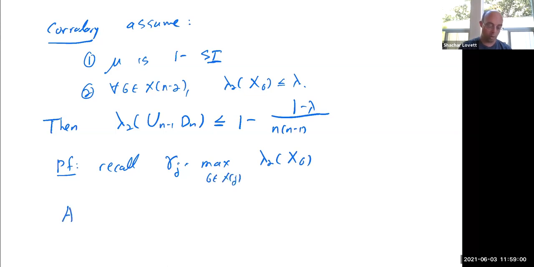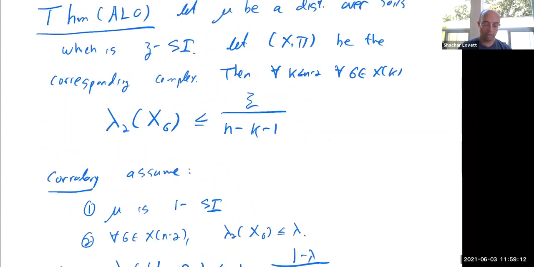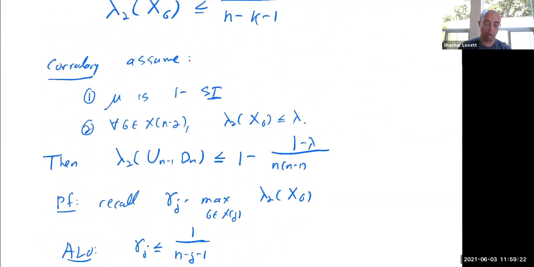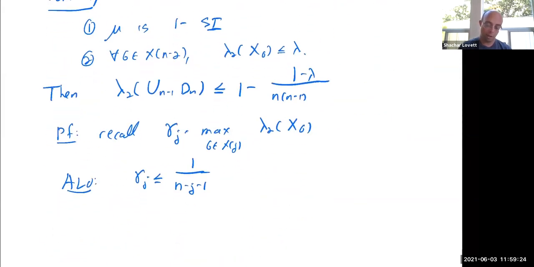So the ALO result tells us that gamma j is at most c, which is 1 over n minus j minus 1. This is just plugging into this theorem of ALO, setting k to be j and setting c to be 1. So just a direct application of it. So we get a bound on all the levels.